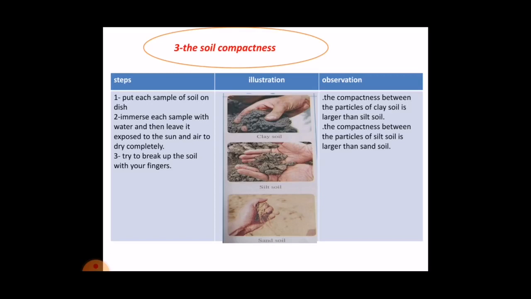The compactness between the particles of clay soil is larger than silt soil. The compactness between the particles of silt soil is larger than sand soil. So, the particles of clay soil are highly compacted or hard. The particles of silt soil are moderately or medium compacted. The particles of sand soil are weakly compacted or loose.